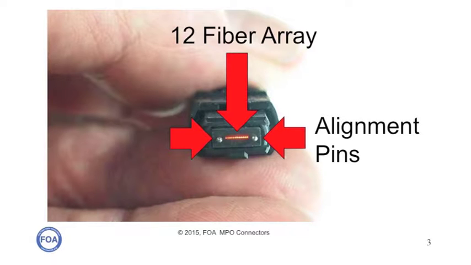When you mate two of these connectors, the ferrules are aligned by alignment pins. One connector will have pins, the other connector will have holes, and when they mate, that's supposed to align the fibers accurately enough to have low loss.